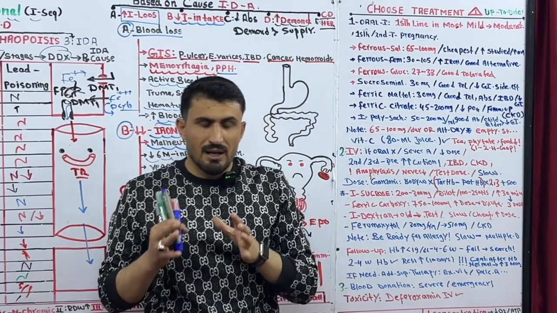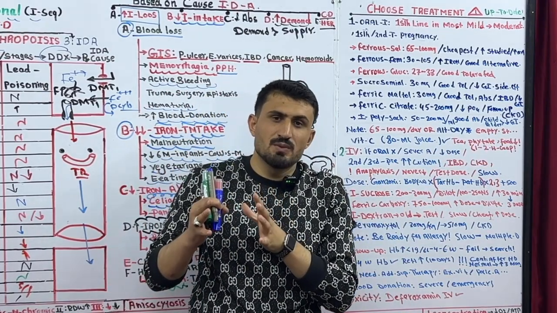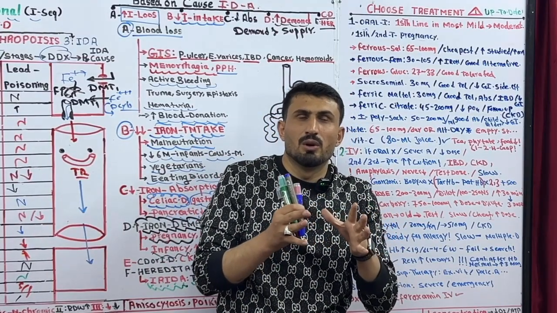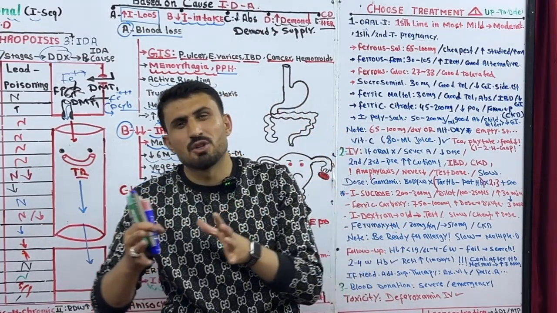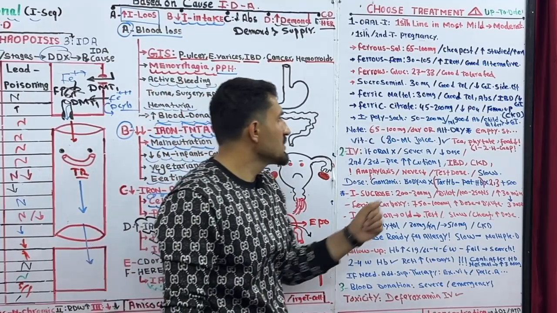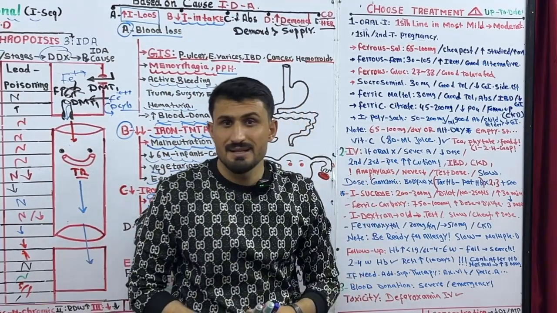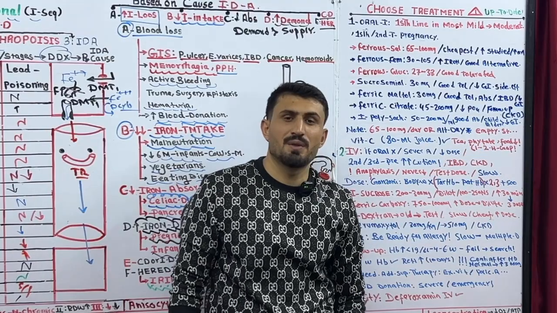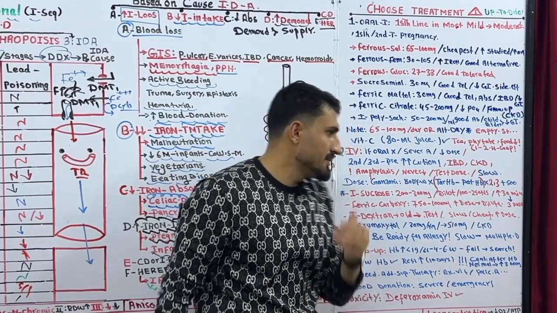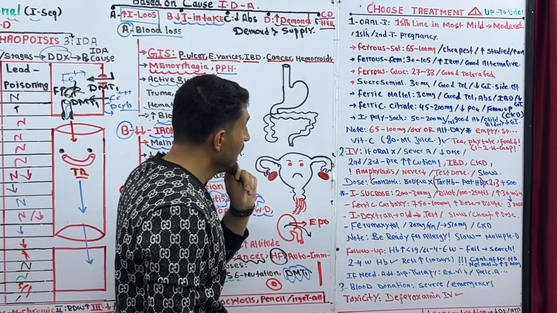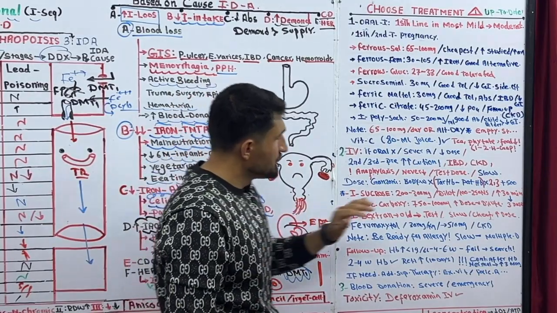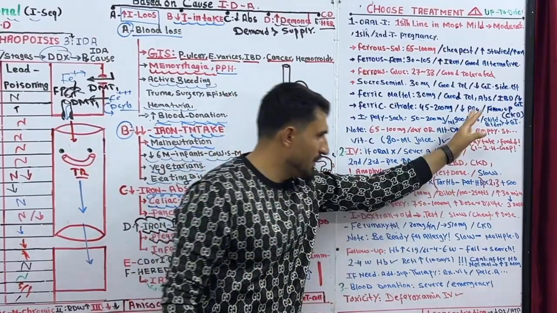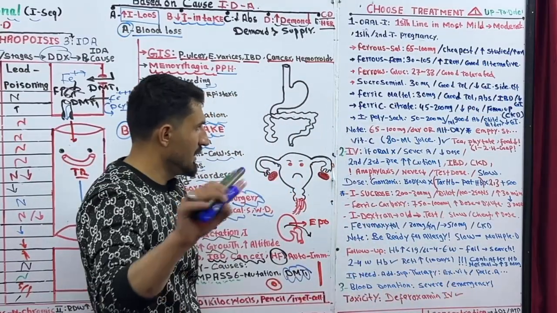Okay, so give it on an empty stomach. It means that the distance between food and taking the tablet should be around 1 up to 2 hours. And take it with vitamin C, because food and tea inhibit iron absorption. Got it? I'll talk about it at the end. Okay, now this one point.